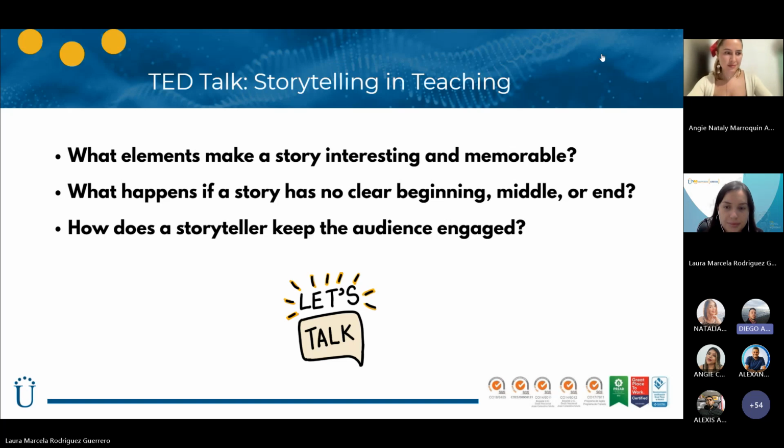I think that one of the elements that make a story interesting and memorable could be the characters. And when you have a story, you have to engage with the public, and you can do that by appealing to the public's emotions, so they can feel like identify with the story you are telling them. I think that could be one key element. Thank you. No, great.